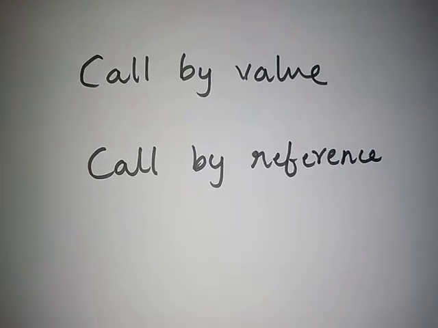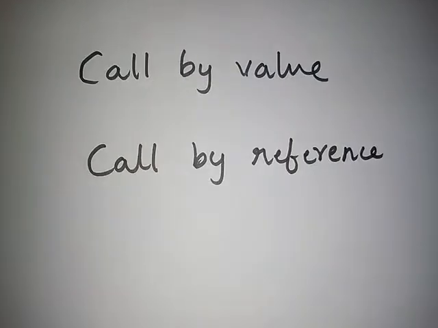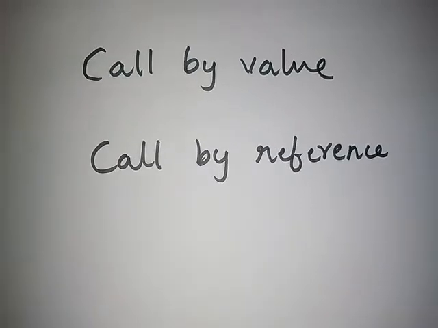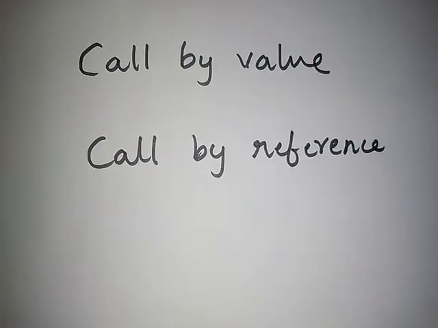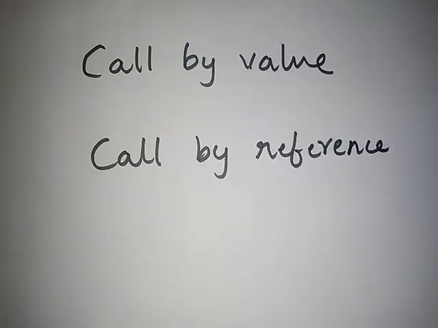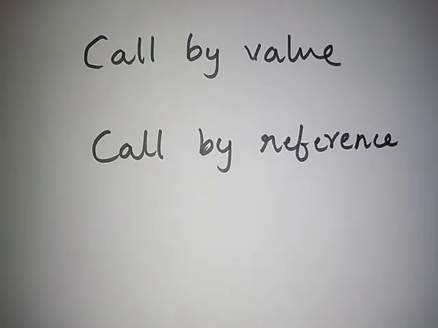Call by value. In call by value, any change in the formal parameters does not affect the actual parameters, whereas in call by reference, any change in the formal parameters affects the actual parameters. The one we used in the previous program is call by value.